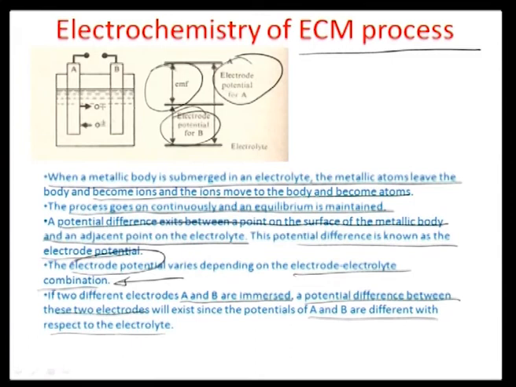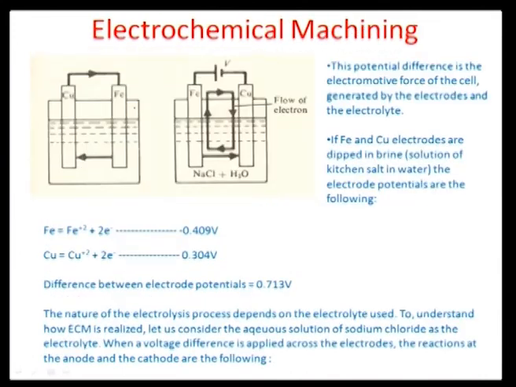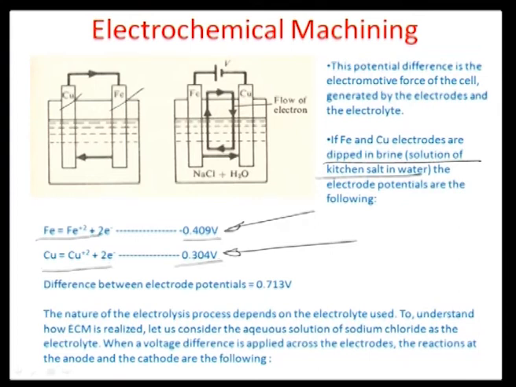Suppose we are not giving any external field or potential to these electrodes, and you have two electrodes, copper and iron, in brine solution, or a solution of kitchen salt in water. You already know the standard electrode potentials of these reactions: iron going into the ferrous state releasing two electrons is minus 0.449 volts, and copper going into the cuprous state releasing two electrons is 0.304 volts. The difference between the electrode potentials of the copper and iron electrodes can be represented as the potential of the anode minus the potential of the cathode.